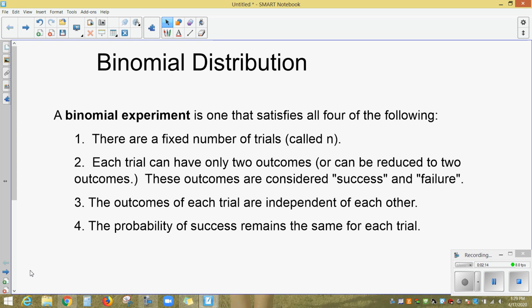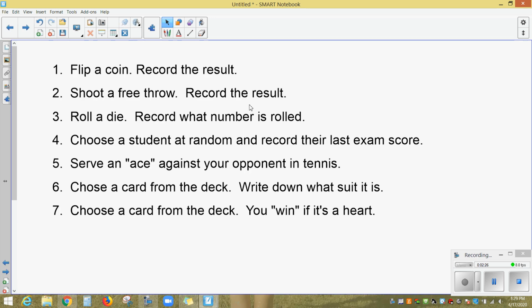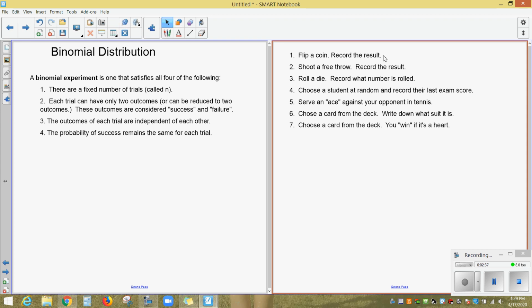So 2 possible outcomes, or reduced to the idea of kind of a win or loss, or succeed or fail. Outcomes have to be independent, and the probability of success is the same every time. So let's talk about these things here on the list and decide whether they fall into our categories. Hopefully that's not too small for anybody.